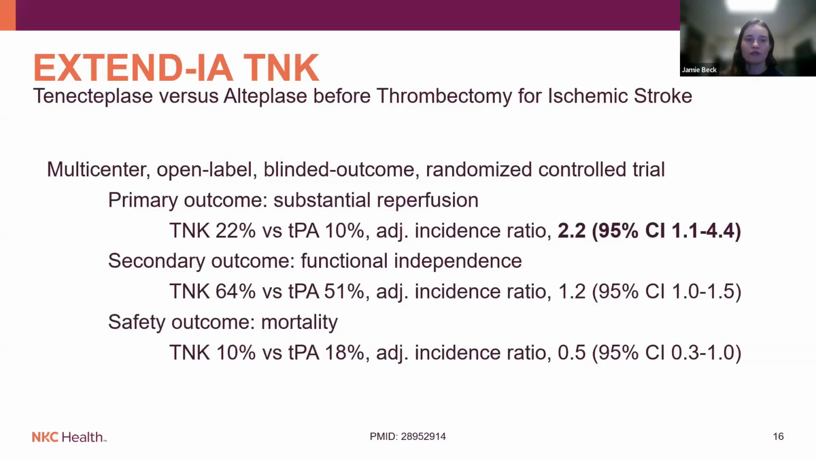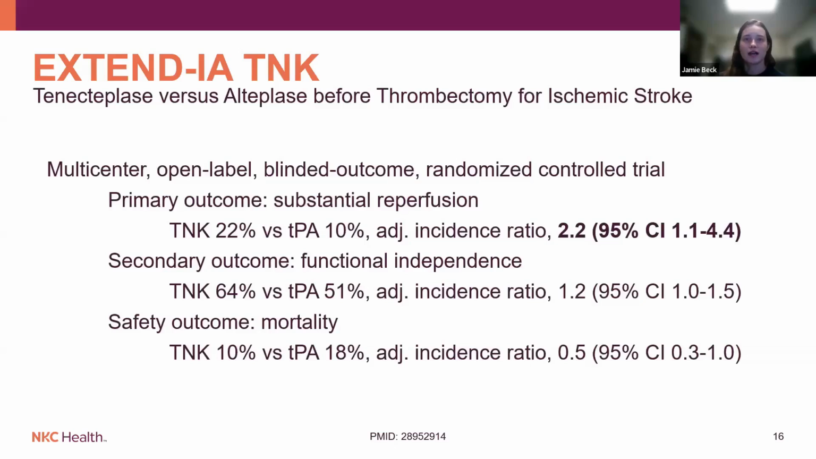For their secondary outcome of functional independence, this occurred in 64% of patients who received Tenecteplase compared to 51% receiving Alteplase, with an adjusted incidence ratio of 1.2, which was not a statistically significant difference. Again, their secondary outcome was functional independence, and we saw in the prior meta-analyses in all 6 of those randomized controlled trials, functional independence was actually the primary outcome, so just something to consider. And then for their safety outcome of mortality, this occurred in 10% of patients receiving Tenecteplase compared to 18% receiving Alteplase, with an adjusted incidence ratio of 0.5, again, not statistically significant.